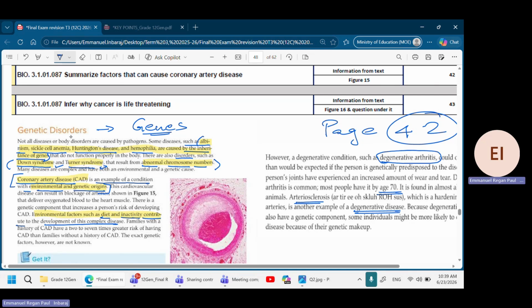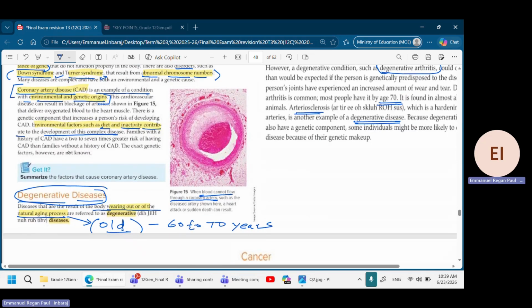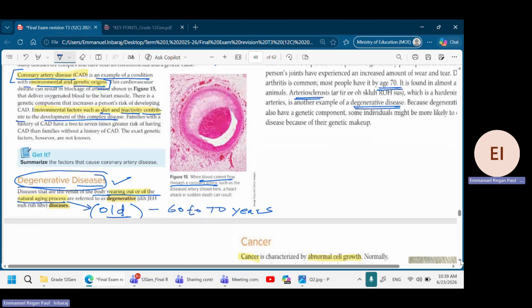All the earlier diseases come under genetic disorders, and degenerative arthritis and arteriosclerosis come under the second type called degenerative diseases. Okay, so don't forget. Now let's move on to the next one.